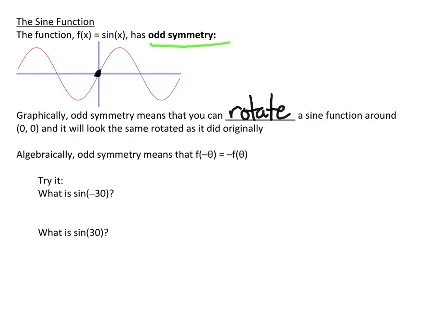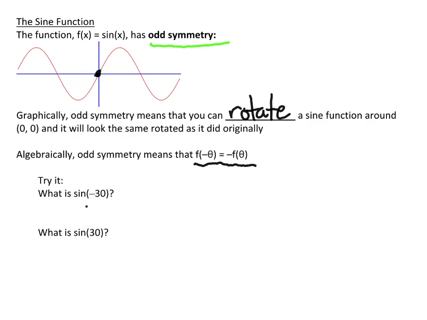The sine function does that, so that means it has odd symmetry. Algebraically, another way to describe odd symmetry is that if you plug in a negative x value, or negative theta value if we're talking about angles, into your function, and then you plug in the same positive theta into your function, then what you'll notice is that the positive theta value will give you the opposite sign of the negative theta value. So let's see what this looks like.